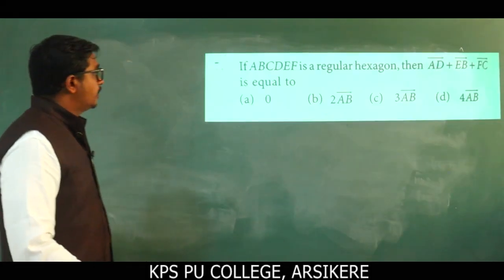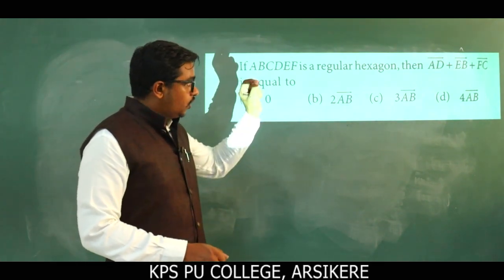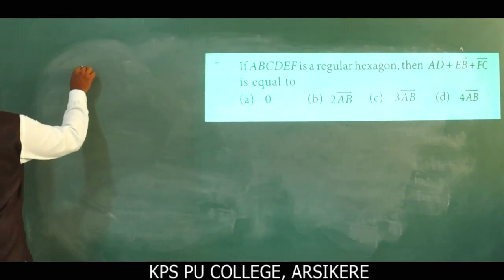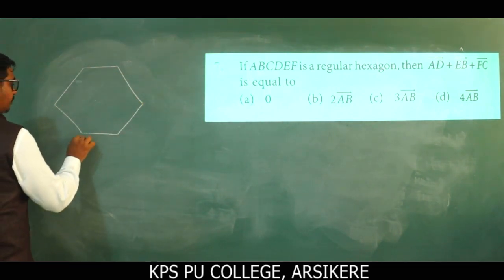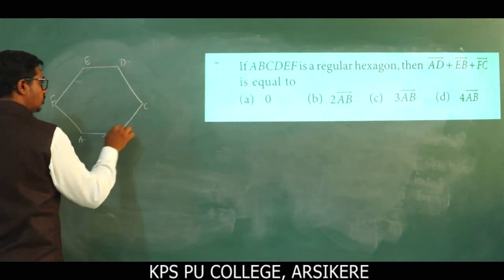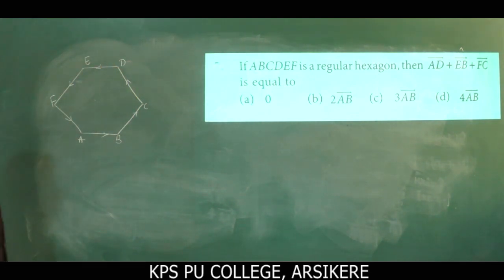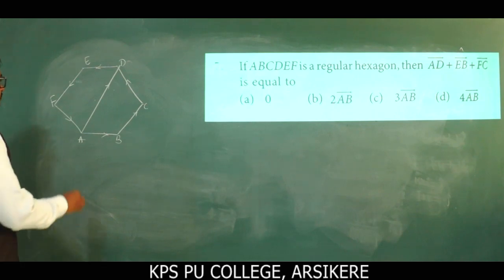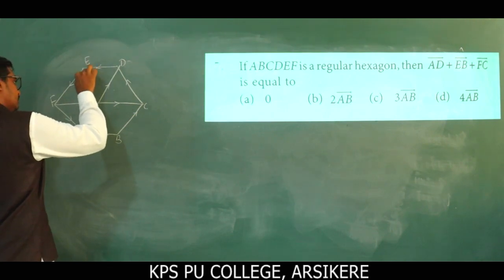If ABCDEF is a regular hexagon, then vector AD plus vector EB plus vector FC is equal to? So here we have a regular hexagon, points A, B, C, D, E and F. A to B, B to C, C to D and D to E, E to F and F to A. Vector AD is from A to D, then FC, F to C, then EB, another one here, yes, EB.